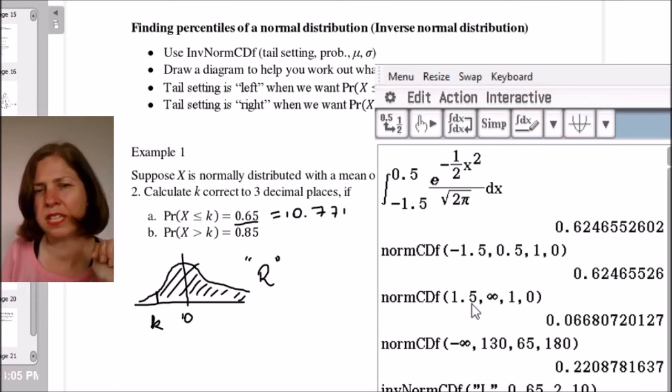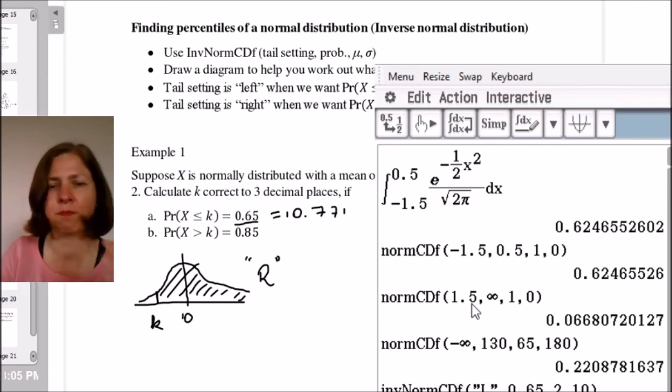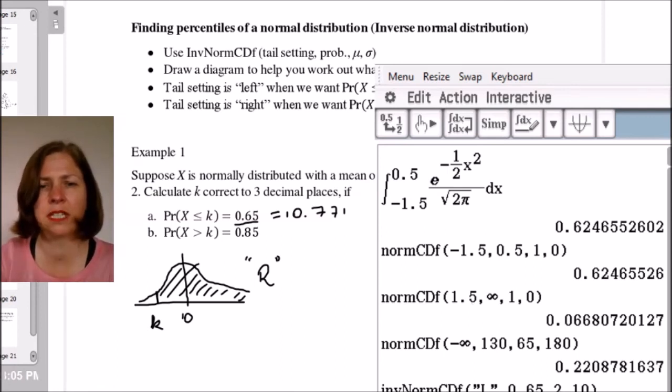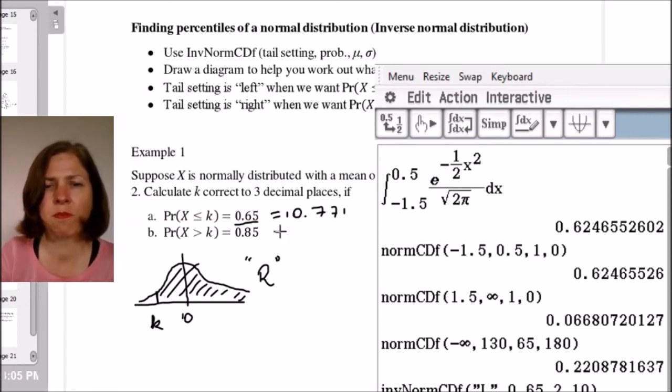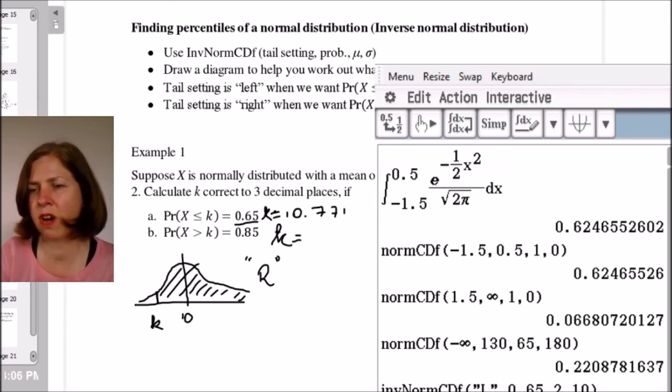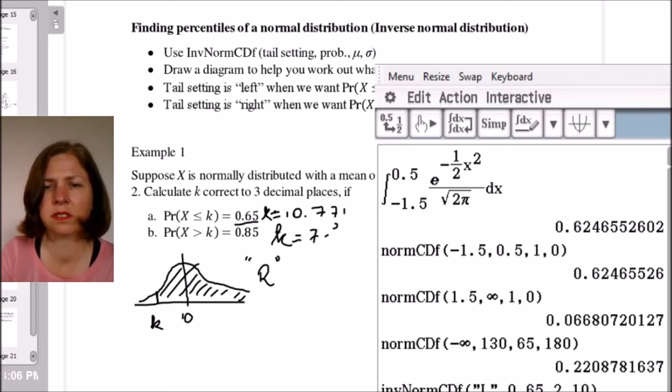I knew it would be substantially to the left because 0.85 is going to be a big chunk of the graph that is shaded. Remember, if I shade the whole graph, that's going to be a probability of 1. So whatever fraction of 1 I've got, that's the portion of the graph that will be shaded. So the probability, and I've written the wrong thing here. This should be k equals, and here I'm going to do it again. K equals, what did I get? 7.927. Okay, so that's my inverse calculation.